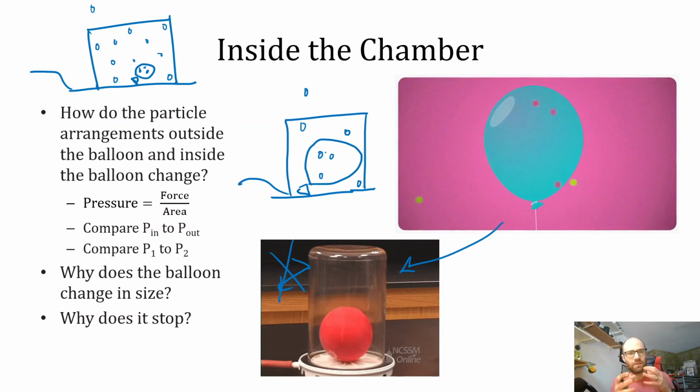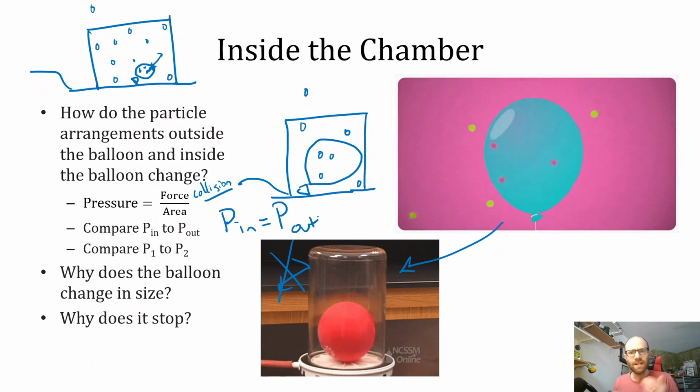So let's try and pick this apart a little bit. If pressure is force over area, force comes from the collisions. The more collisions, the more force, or the harder the collisions, I guess, the more force. So there's a certain amount of force on the outside of the balloon and a certain amount of force on the inside of the balloon. If the balloon is not changing in size, the pressure inside the balloon is equal to the pressure outside the balloon. That should make sense. If the push out and the push in are equal, it stays the same.